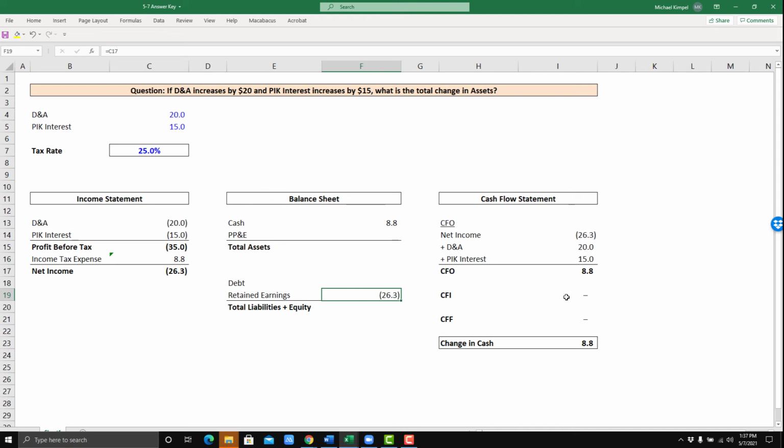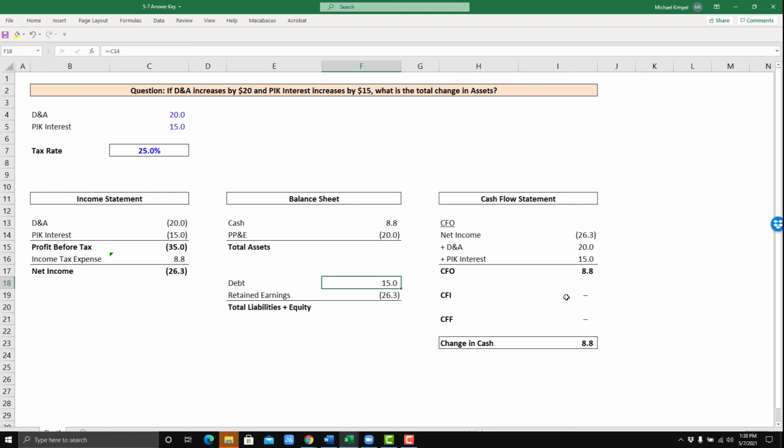And now we just have to fill in the remaining pieces. The first piece we'll fill in is the impact to our PP&E, and we're going to assume that depreciation and amortization is really just depreciation here, just to keep this simple. So the impact to PP&E will be the impact of our DNA, which again, we're assuming is just depreciation. On the other side of the balance sheet, we have the impact of our PIK interest, which increases our principal, and we need to flip the sign there to reflect the fact that PIK interest is really just an increase in principal.